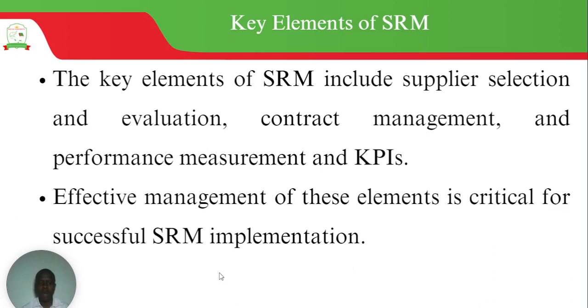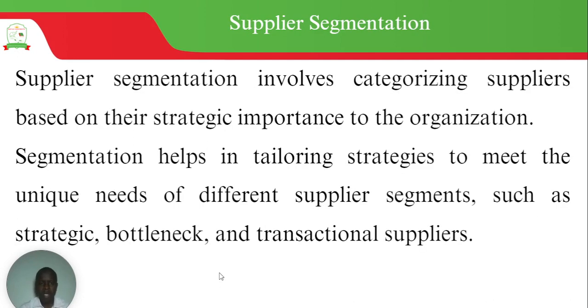And performance measurement. We have key performance indicators, referred to as KPIs, to be able to evaluate how the suppliers have fared within a particular period of time. And also, supplier relationship management will involve effective management of everything that we have just mentioned. And it's very critical for supplier relationship implementation. Now, we have something very important we call supplier segmentation. And what happens in supplier segmentation?